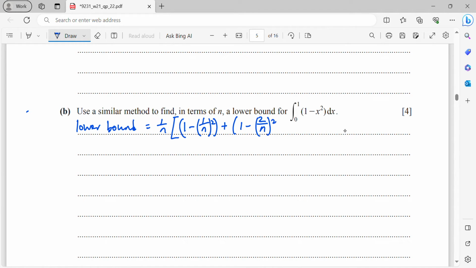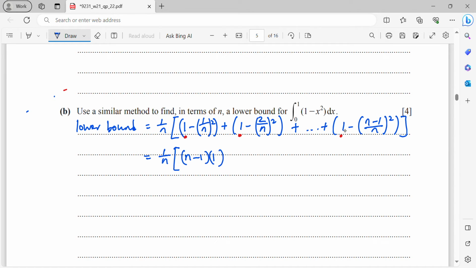Then this is square. Plus, then here 1 minus n minus 1 over n squared. Then here is going to be 1 over n. Now for all the 1 here, because it's plus, I know that there are n minus 1 rectangles right now. Therefore, when you add it for n minus 1 times, I'll get n minus 1 times 1.